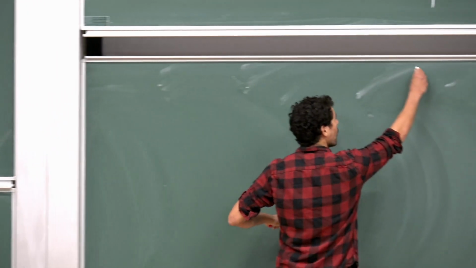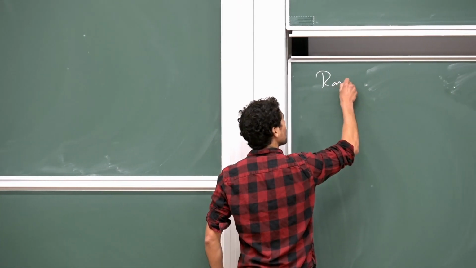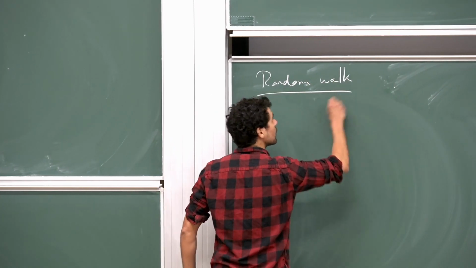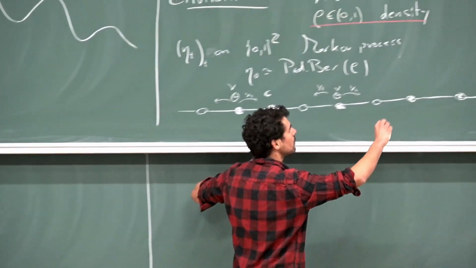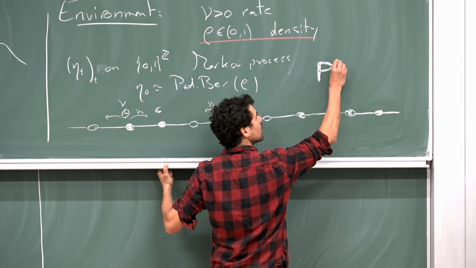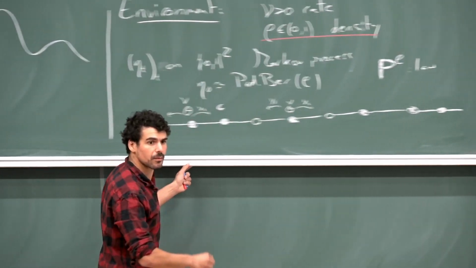So that was the random walk. So I'm going to put the random walk on top of that. Let me just add here, P0 is going to be the law of that process.